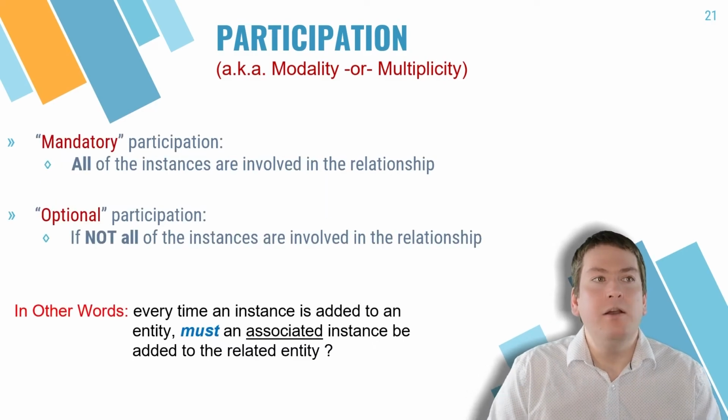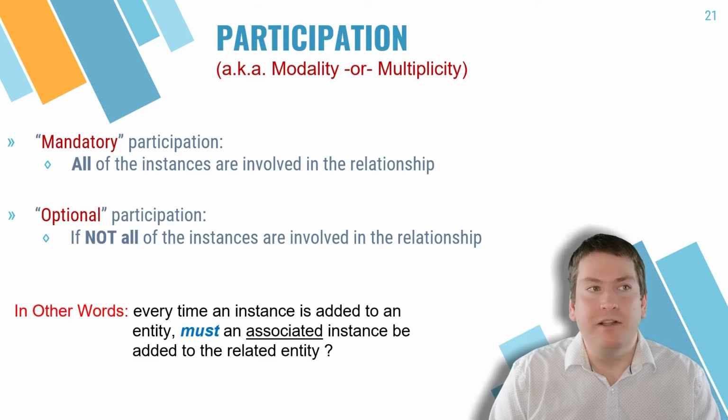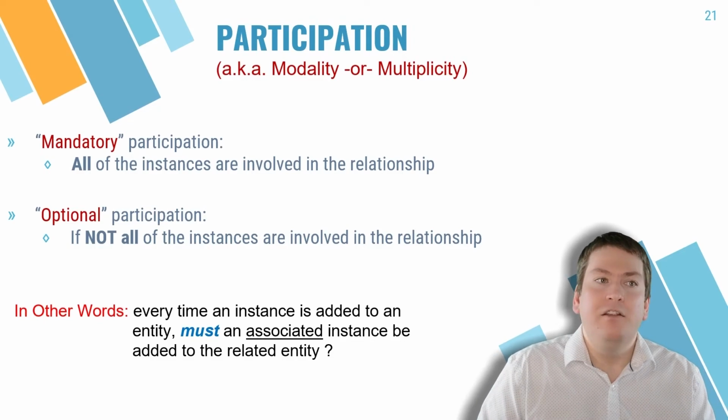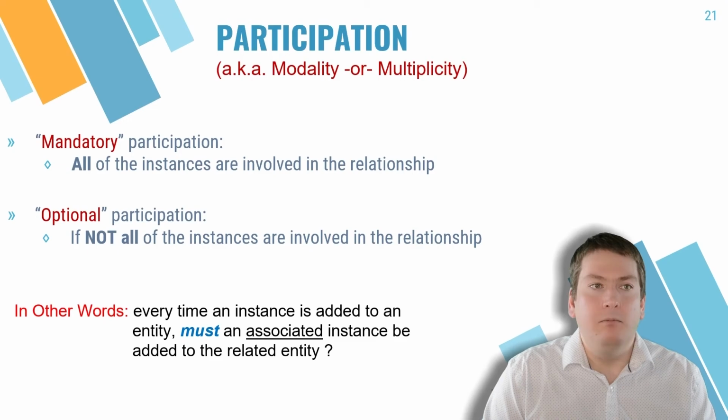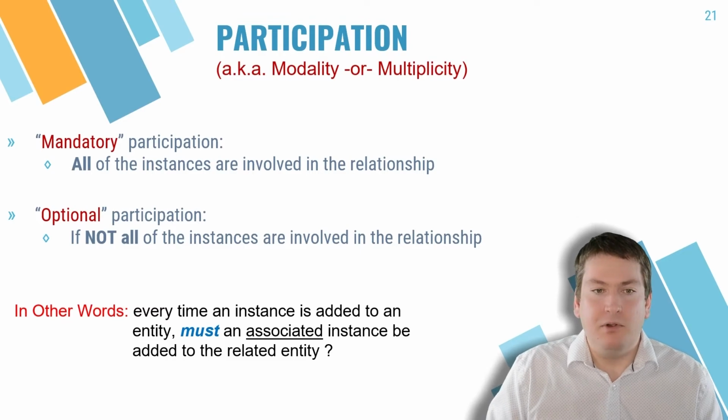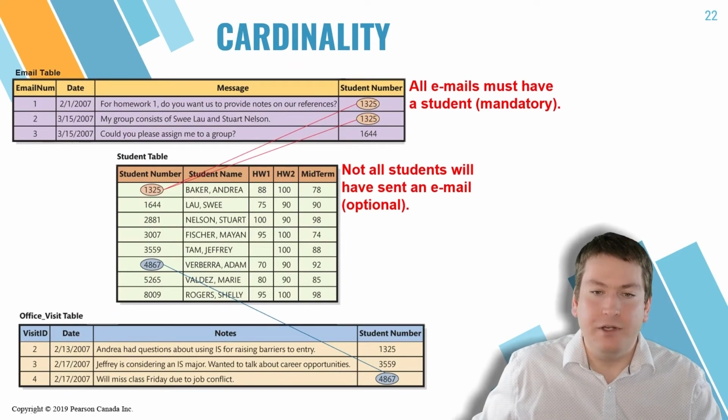So by mandatory, we mean that all instances are involved in the relationship, or by optional, we mean that not all instances are involved in the relationship. So every time an instance is added to an entity, must an associated instance be added to the related entity? Again, that sounds a little bit complicated, so let's take a look at an example here.